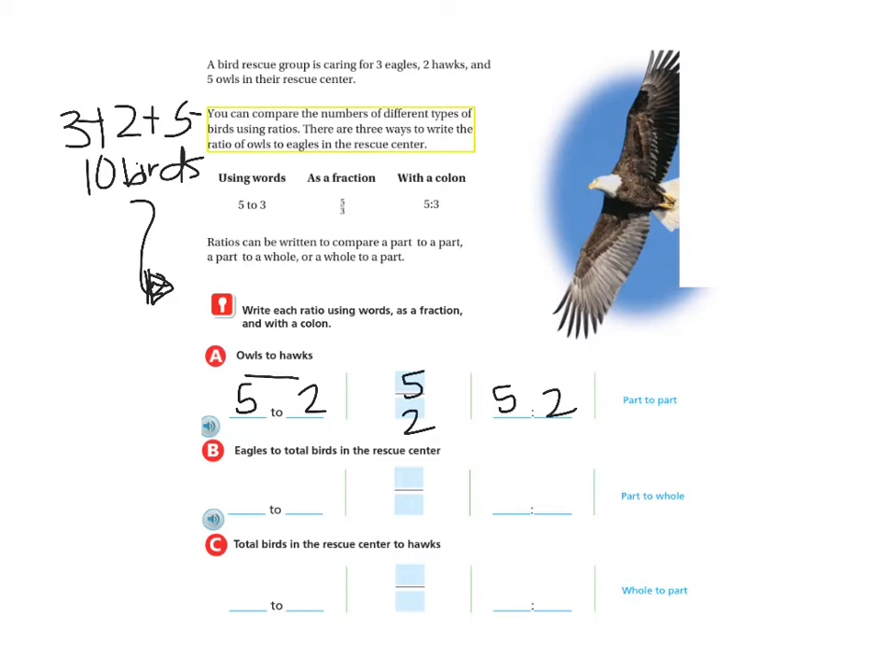We want to take eagles to total birds in the rescue center. So how many eagles are there? Back to the problem. Looks like there's 3 eagles, so that's going to be our first number. And then looking back, the second thing, total birds in the rescue center. So when I add up all of them, 3 plus 2 plus 5, 10 birds. And that's the ratio, 3 to 10. And then I want to write it down here.